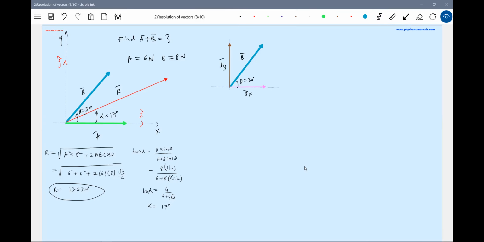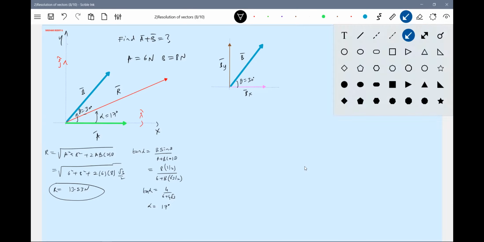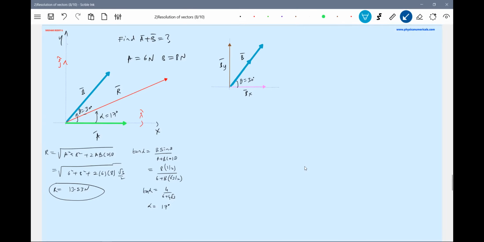So once again, what are we doing? I'm just splitting up this vector. If I split it up, a part of it will be along the x-axis and a part of it will be along the y-axis. The one along the x-axis will become the horizontal component, this is Bx. The one along the y-axis will become the vertical component, that is By. That we are trying to find out.